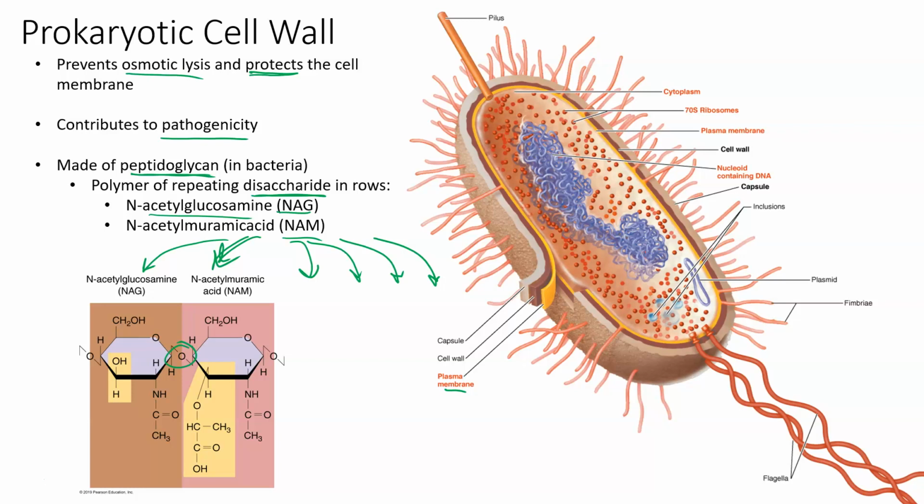Okay, so just right off the bat, cell walls in prokaryotes are going to be on the outside of their cell membrane. They're going to help protect the cell by preventing osmotic lysis. They're going to contribute in large part to the pathogenicity, or the ability to cause disease, within a microbe. And they're made of the polysaccharide peptidoglycan, which is made of repeated disaccharide bands, NAG and NAM.